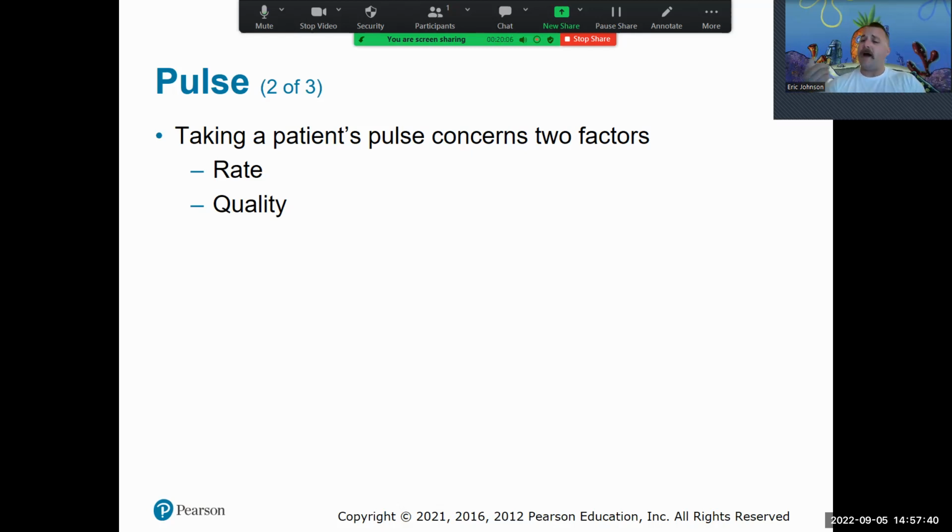So rate, how fast, how slow. So really the number. And quality, how does it feel? These are both things that we need to record. And when you get into patient documentation, you're going to notice that it's not enough to just write the number down. You have to write down the quality as well. So rate and quality. Everyone's got that.